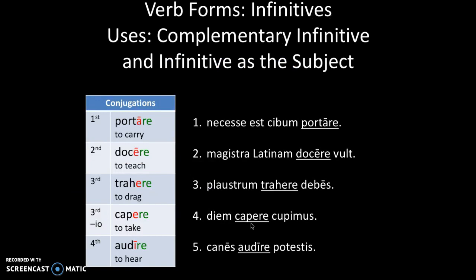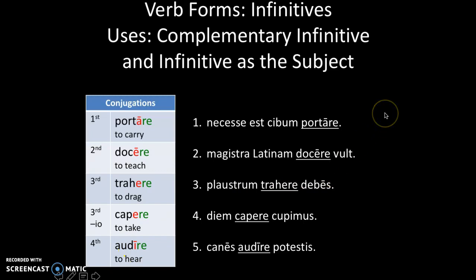Okay, something else that you need to be aware of for verbs are the infinitives. The infinitive is always the second principal part of a verb, and what's in red here is your thematic vowel, and that helps you determine which conjugation it comes from. If it has an accented A in the infinitive, it's from the first conjugation. Accented E, it's from the second. If it has a regular E, it's from the third. If it has an accented I, it's from the fourth.